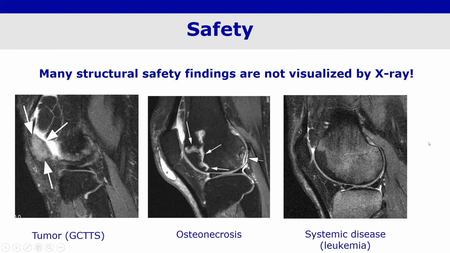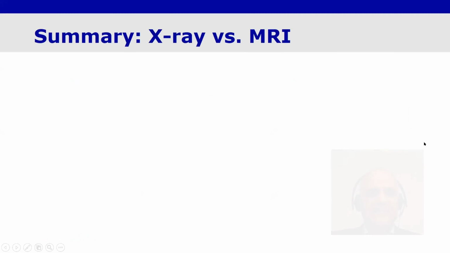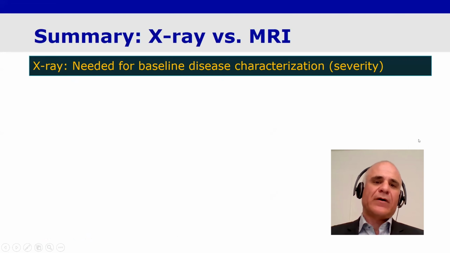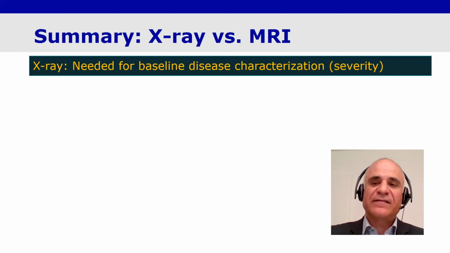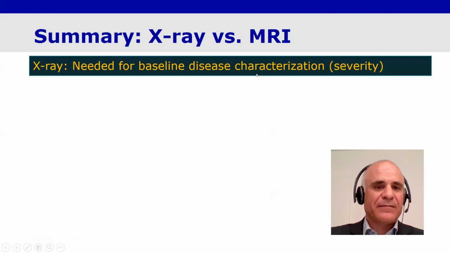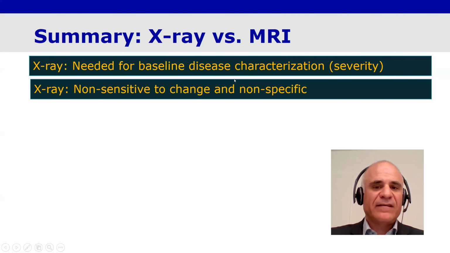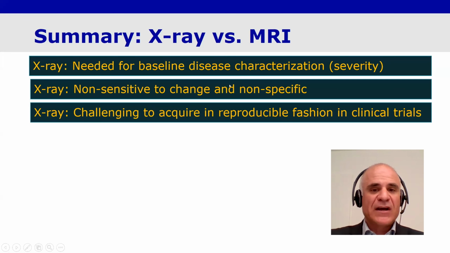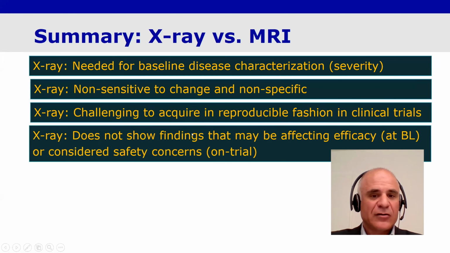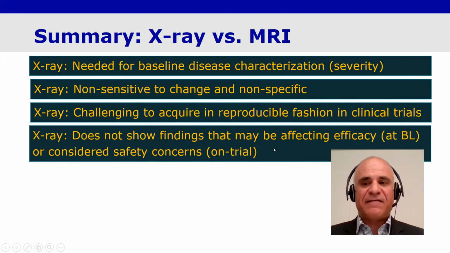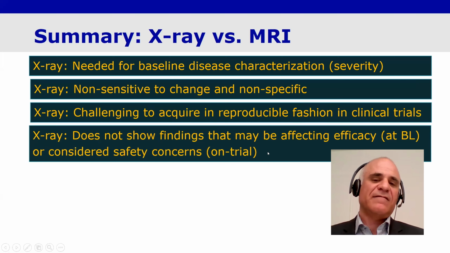And with that, I come to my final slide, summarizing X-ray versus MRI. So I still think that X-ray is needed for baseline disease characterization. We have to define structural disease severity by X-ray, otherwise it becomes very complicated. X-ray is non-sensitive to change, and it's non-specific in regard to tissue damage. It is challenging to acquire in a reproducible fashion in clinical trials, particularly when it comes to longitudinal assessment. It does not show findings that may be affecting efficacy at baseline or considered safety concerns.